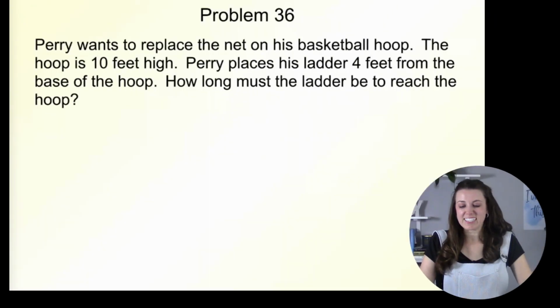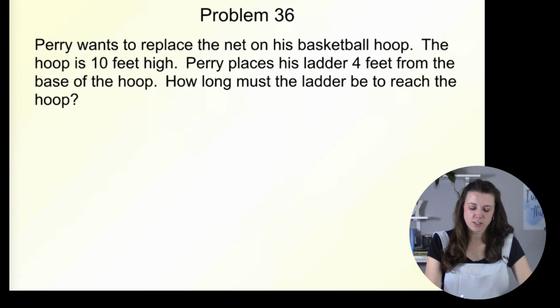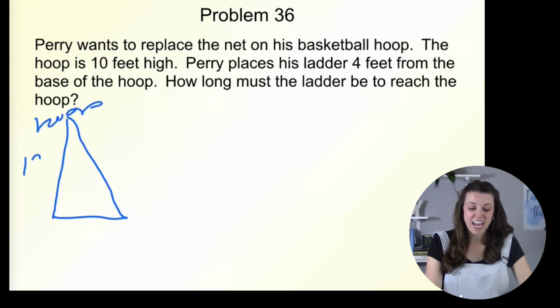Perry wants to replace the net on his basketball hoop. The hoop is 10 feet high. Perry places his ladder 4 feet from the base of the hoop. How long must the ladder be to reach the hoop? Okay, so we're actually going to just draw a triangle, right? So here's the hoop. This is the hoop. And the hoop, it says, is 10 feet high. And he places his ladder 4 feet, right? So this is actually his ladder. Let me kind of draw a little ladder.